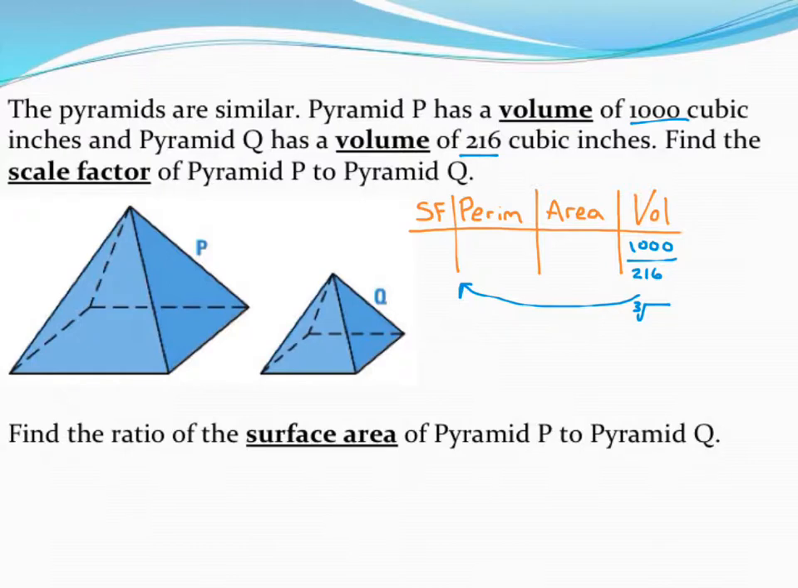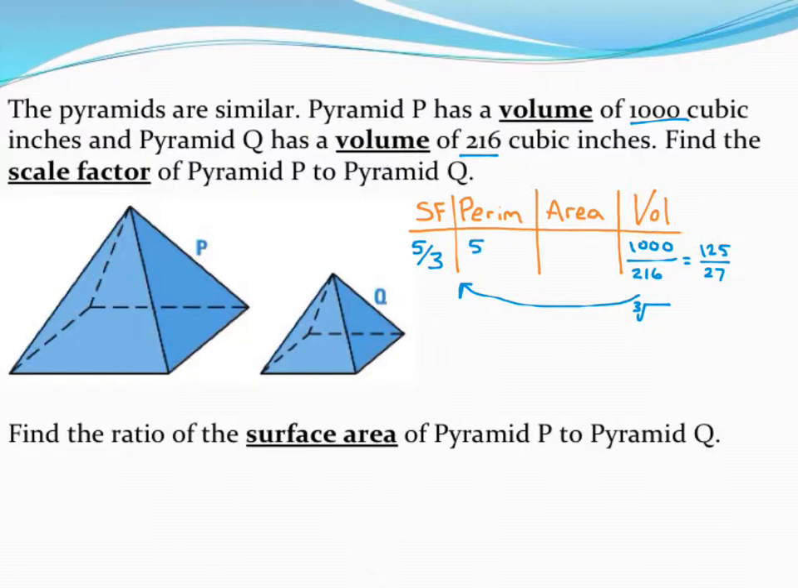Anyway, all this is to say, let's simplify first. I know that 1,000 over 216 can be simplified because both numbers are even. Using a calculator, I can simplify that down to 125 over 27. So that's the ratio I want to work backwards from. Since that's volume, we're going to work backwards by taking a cube root. The cube root of 125 is 5, and the cube root of 27 is 3. So my scale factor, the ratio between the sides of these two pyramids, is 5/3.